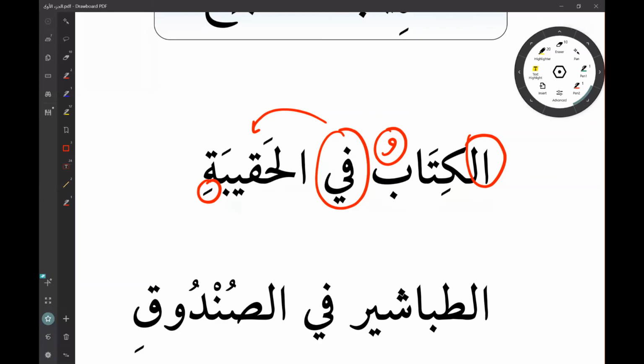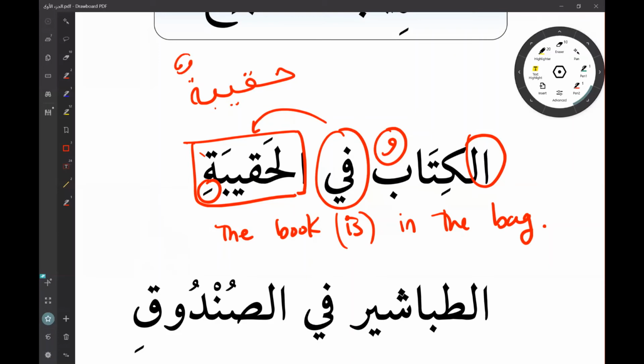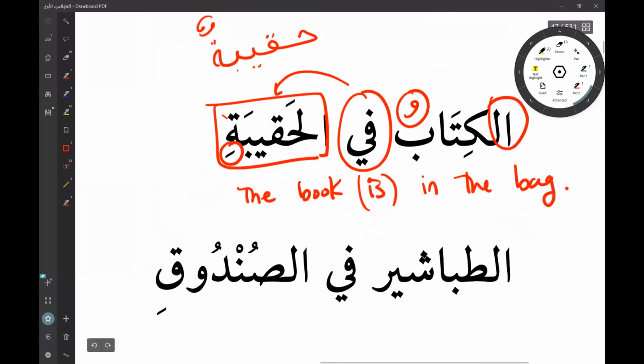So the translation will be, again, we have to bring in "is": the book is in the bag, right? We had Haqiba before, remember? Haqiba without Alif Lam is going to be Haqibatun, which is bag. So, right. Let's see the next one.